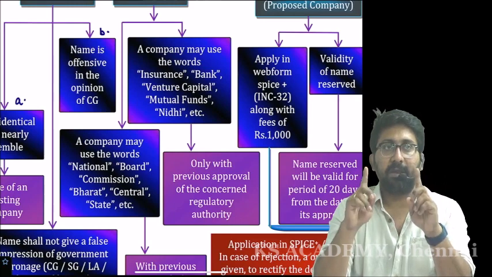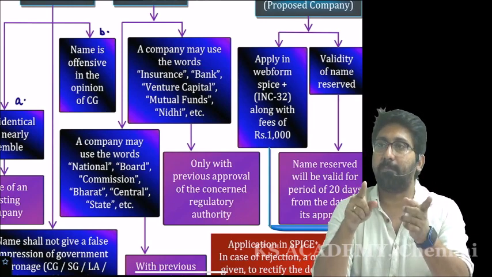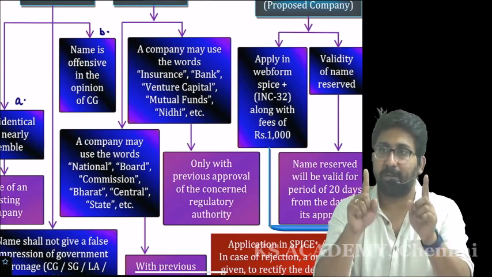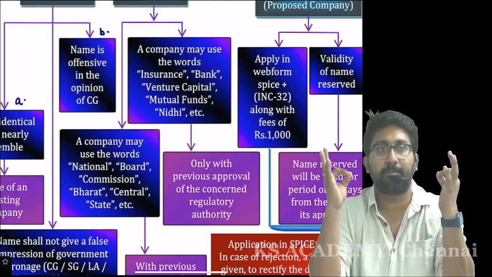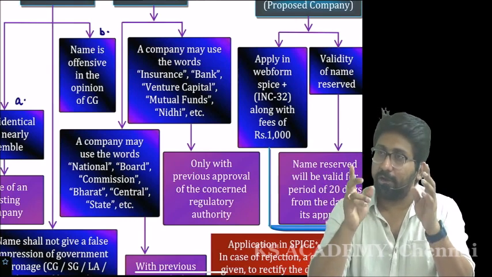Private limited. In public, what is the minimum number of members required? If the number falls below 7 in a public company, or below 2 in case of a private company, what will happen? Will the company be wound up or continue? Continue.